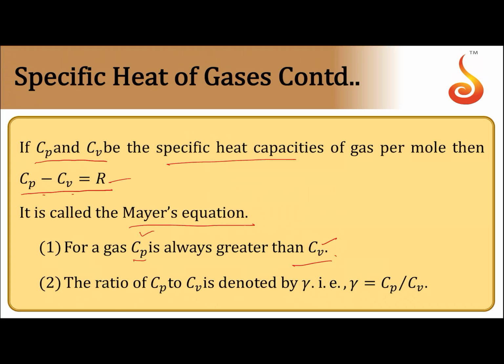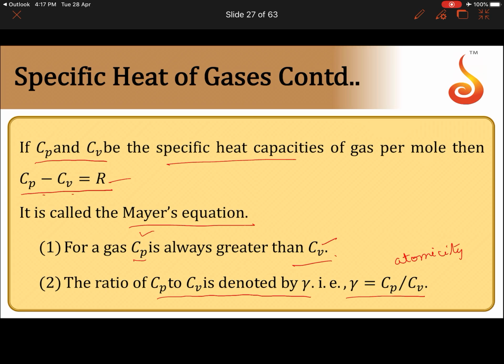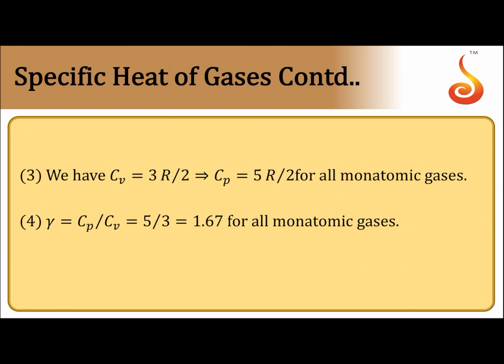Then the ratio of specific heats Cp to Cv is denoted by gamma. Gamma is equal to Cp by Cv. So gamma is called the atomicity of the gas. Moving further, we have Cv equal to 3 by 2 R and Cp equal to 5 by 2 R for a monoatomic gas, and gamma is equal to Cp by Cv, that will be 5 by 3, that is 1.67. This is true for all monoatomic gases.